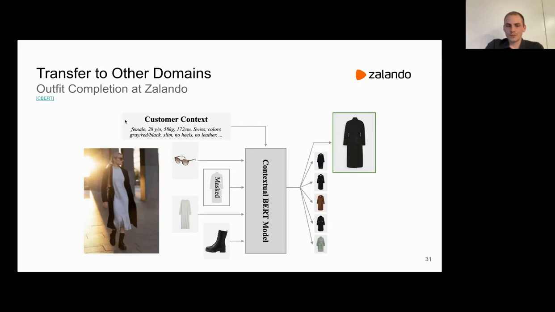And in this research project, the predictions would additionally be conditioned on a customer context, because the outfit itself, maybe with 3 other articles, doesn't provide enough context for you to make a reasonable suggestion for a replacement, so that you get some additional help in making that decision. Yeah, this one is not in production, but still a research project from Zalando that I want to mention.